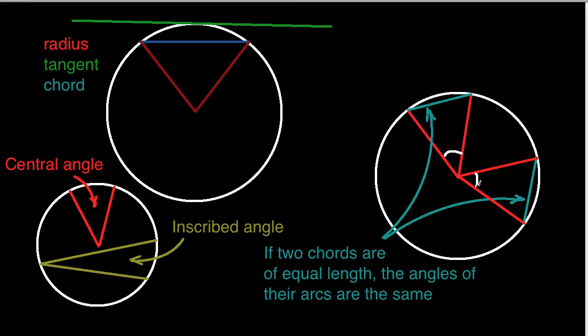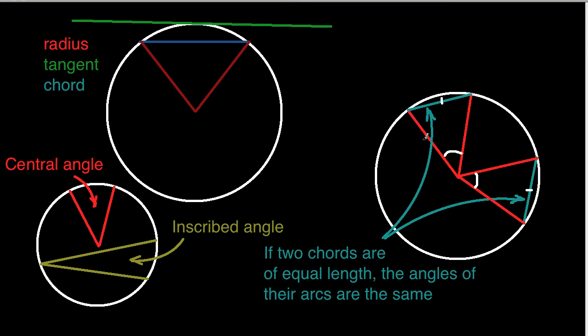Okay, so two chords are the same length. This arc length equals this arc length, and this angle equals this angle. It's relatively simple to prove. If the chords are equal length, then this line and this line are congruent. All the red lines are radii, so all the red lines are equal.